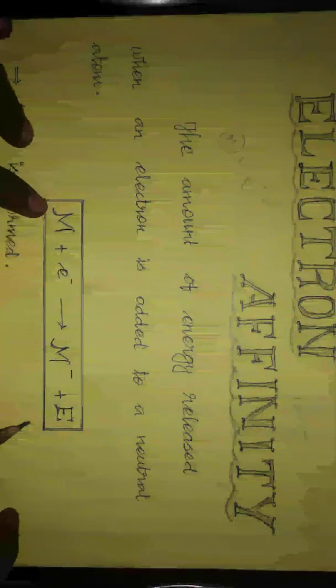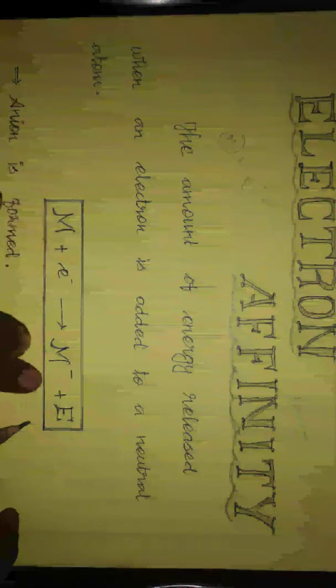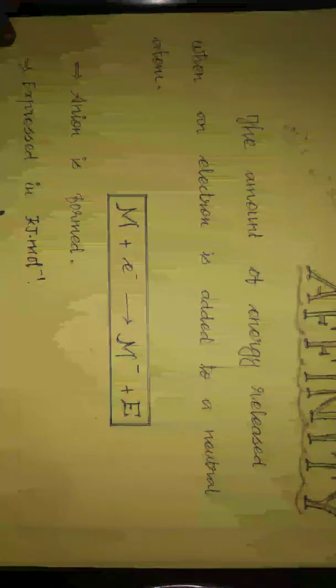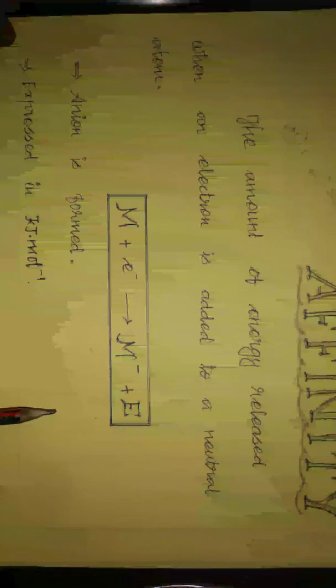That is why we have written M plus e minus, that is, metal added with electron results in the formation of an anion with the release of a certain amount of energy. This process is termed as electron affinity. As a result of this process, what is formed? An anion is formed. Here M minus is the anion, and the released energy can be studied in terms of the unit kilojoule per mole. So this is the intro about electron affinity.